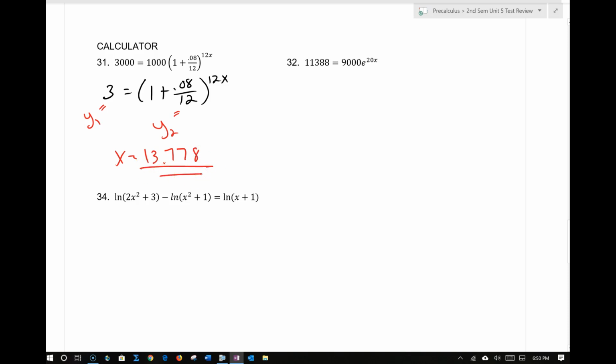Pretty simple. Now you can do the same thing on the next one. If I was doing that, I would divide by 1,000 and I would divide this by 1,000. And then you just go e to the 20x equals 11,388 divided by 9,000. Do it that way. Works a little bit better. But even on the next one, you could take a couple different routes. You could literally, on number 34, let that whole thing be y1, let this whole thing be y2, or change it so that you go natural log of 2x squared plus 3 all over x squared plus 1 is equal to natural log of x plus 1.